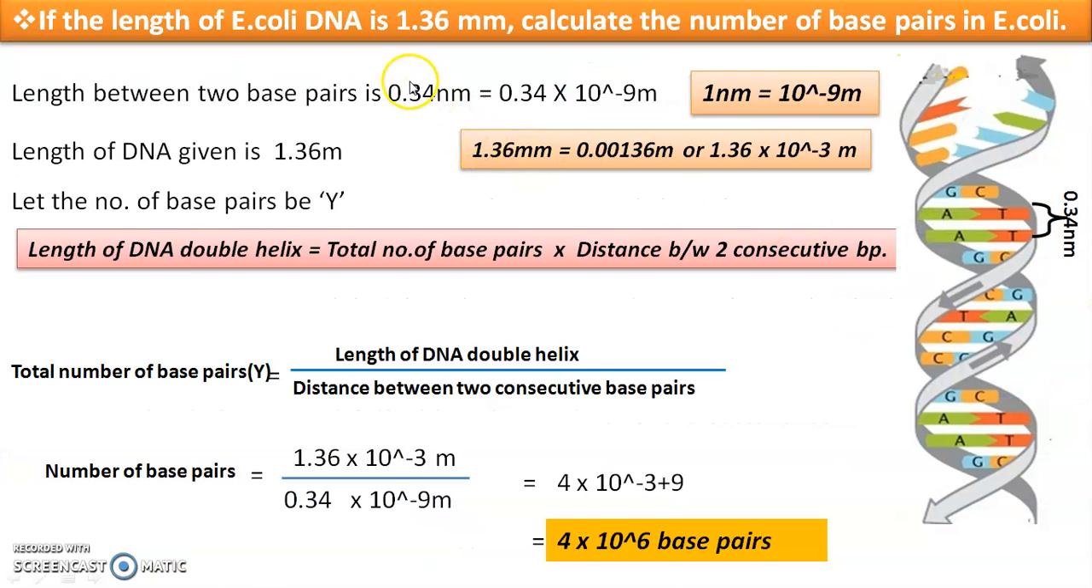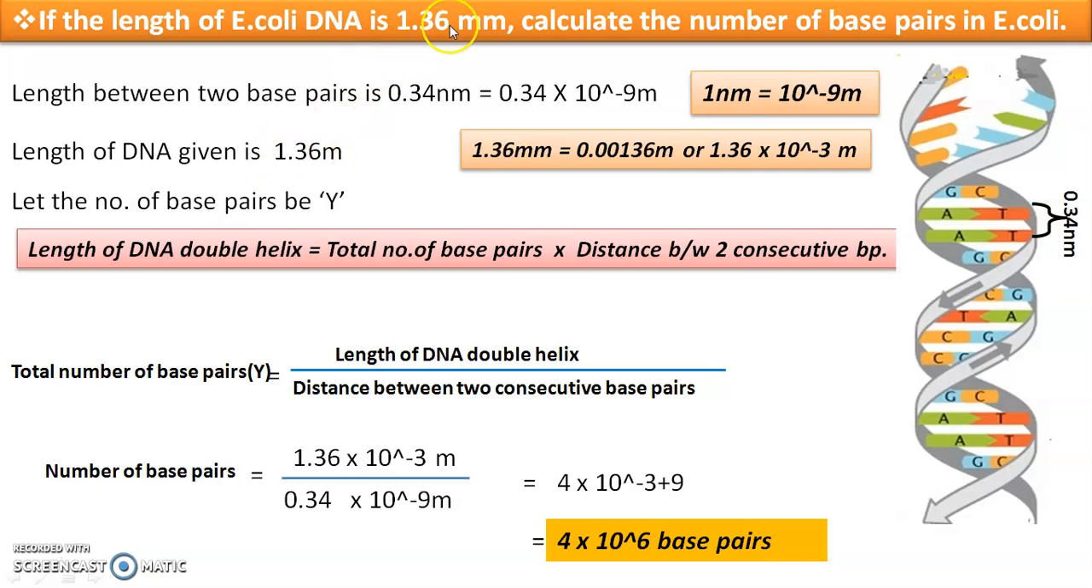Coming to a calculation based on this. Suppose you are given a length of E. coli DNA as 1.36 mm. This is a question given in your NCERT in between the lesson. Can you calculate the base pairs? Of course, we have learned through the Watson and Crick model the structure of DNA, and the distance between two base pairs is around 0.34 nanometers, right? So let us convert it into meters. 1 nanometer is 10 to the power minus 9 meters. So this is how you convert it.